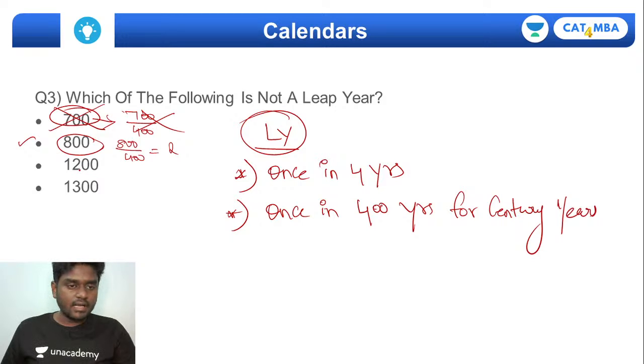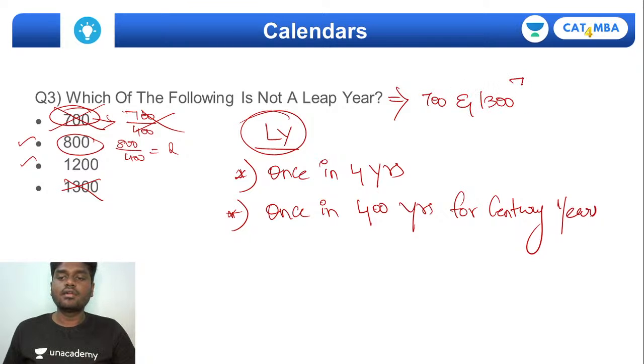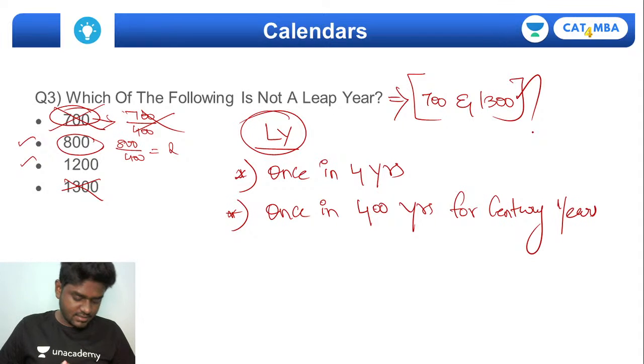1200, absolutely it is again a multiple of 400. Again 1200 is a leap year. 1300, again a century year. If you divide it by 400, this will not be exactly divisible by 400. So in this third question, which of the following is not a leap year, I would say 700 and 1300 are not leap years. Okay, did you get this?